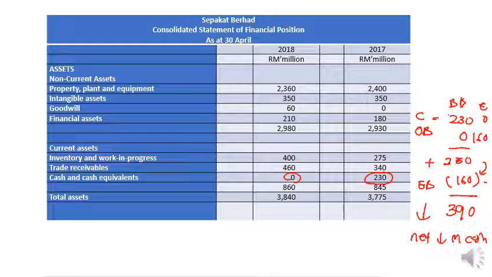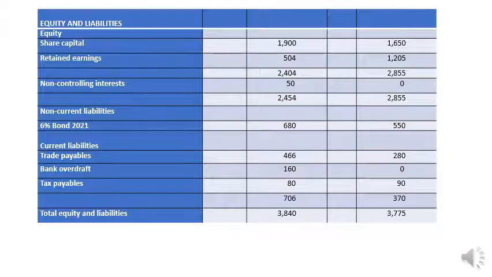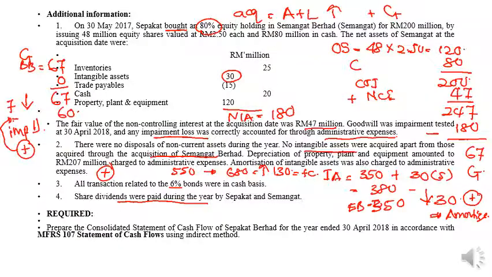So this 390 will be the net decrease in cash. This is what you need to find when you prepare a consolidated statement of cash flow. Okay, this is what we have for the equity and the liability. Next we're going to look at the additional information. It says that SPACAT bought 80% equity holding in Semangat. Bought here means that you acquired.